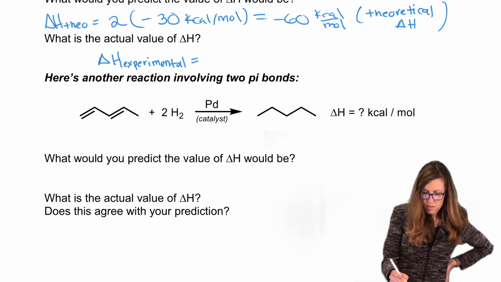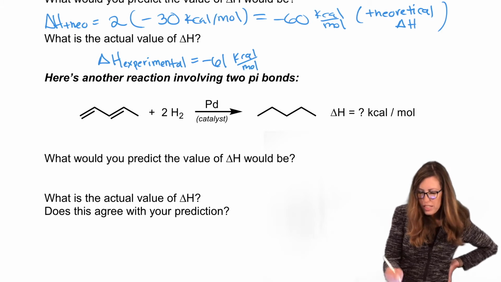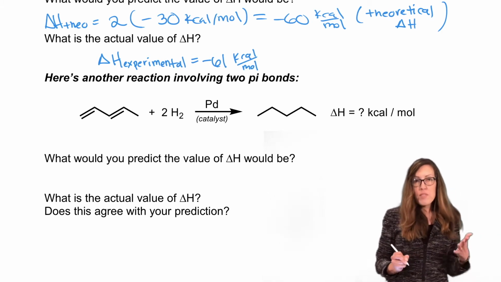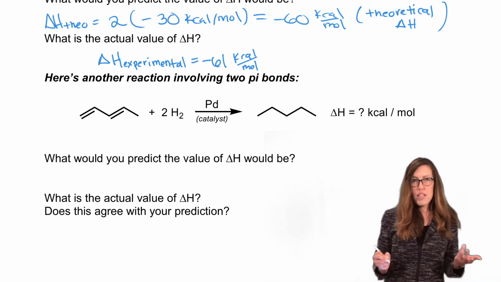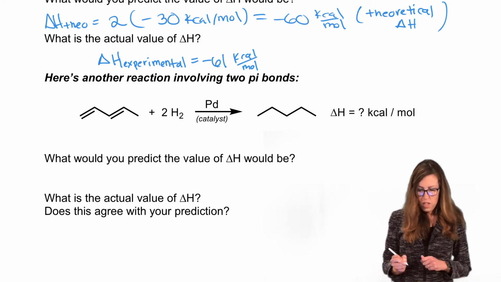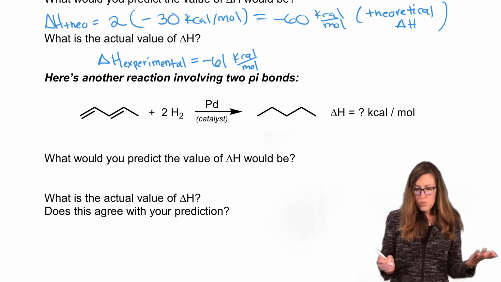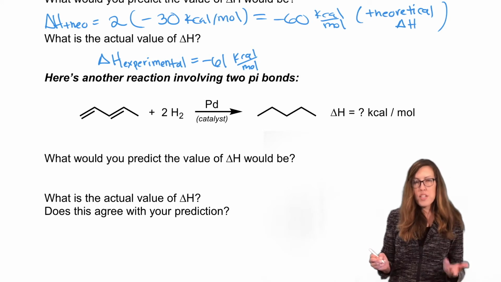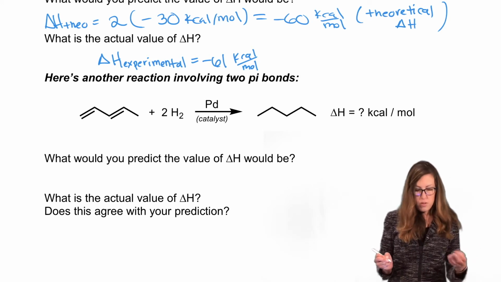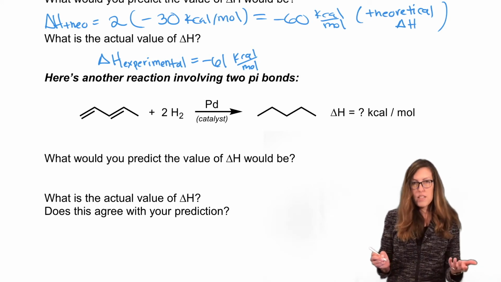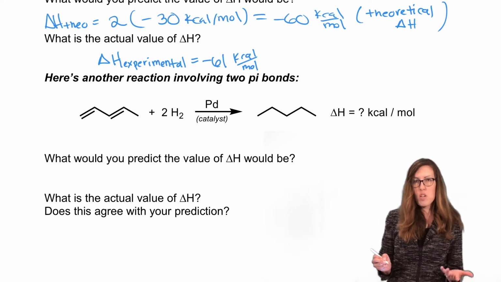Not far off, negative 61 kcals per mole. Remember, this isn't linearly related, so one makes a difference, but it's close enough that that's a decent approximation. So what does that mean? It was not 30, it was 60. It was double. It releases more heat, right? It released more heat because there was more to react.